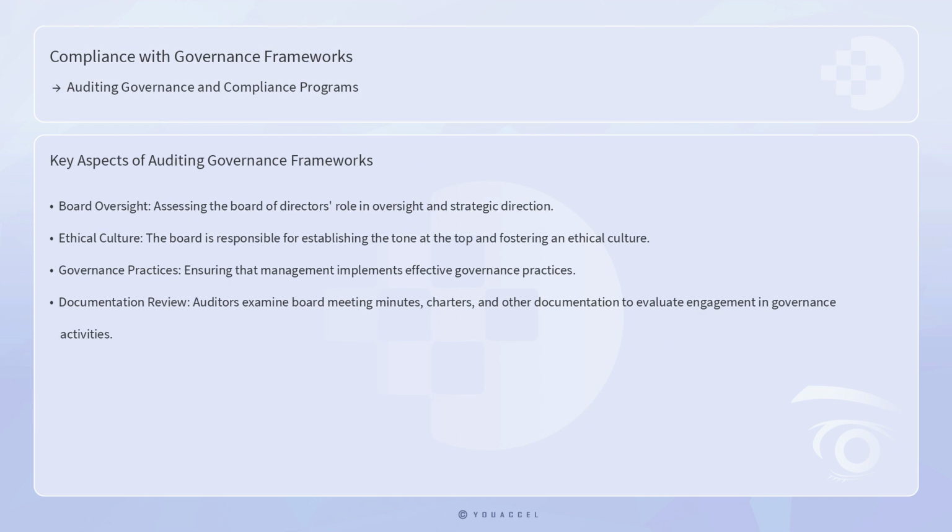A key aspect of auditing governance frameworks involves assessing the board of directors' role in oversight and strategic direction. The board is responsible for establishing the tone at the top, fostering an ethical culture, and ensuring that management implements effective governance practices. Auditors examine board meeting minutes, charters, and other documentation to evaluate the board's engagement in governance activities. They assess whether the board has established clear objectives, policies, and procedures that align with the organization's mission and regulatory requirements.